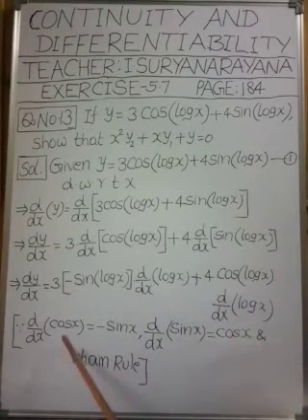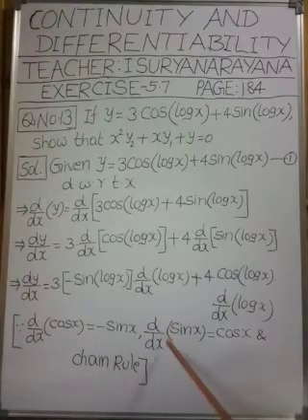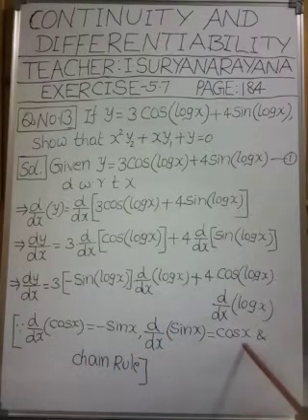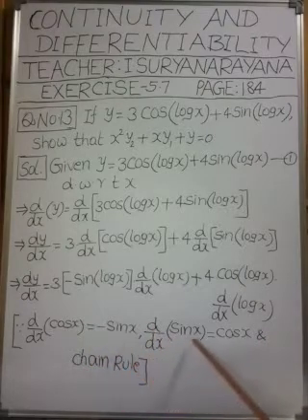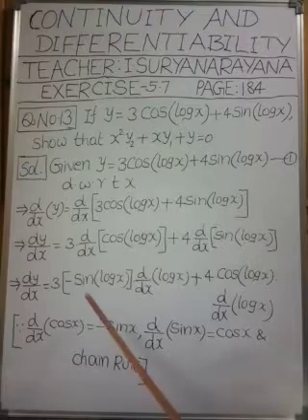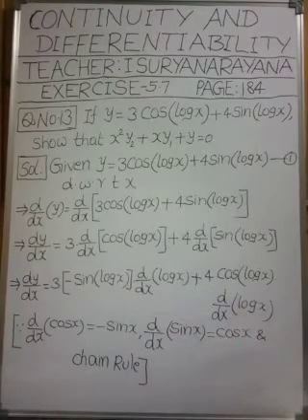Right. Because d by dx of cos x is equal to minus sin x, and d by dx of sin x is equal to cos x, and we used the chain rule. By using this formula and chain rule, we got this step. Understood this step, my dear children? Right.